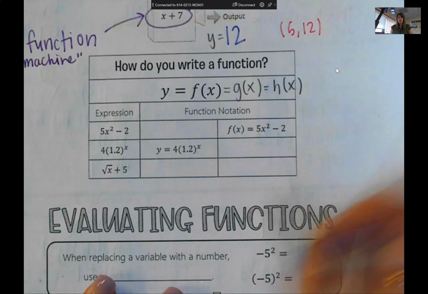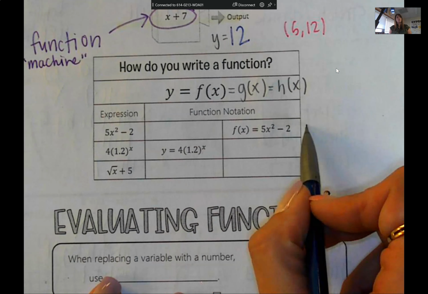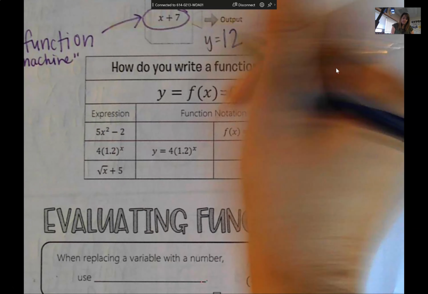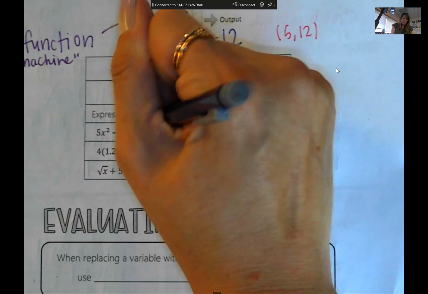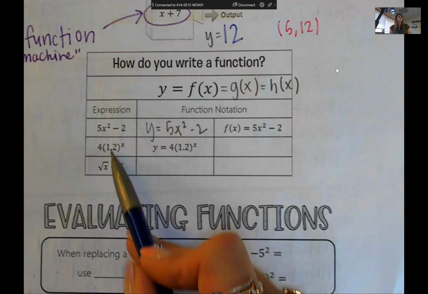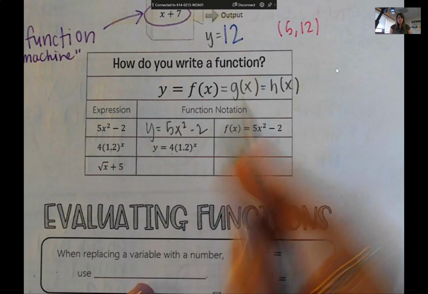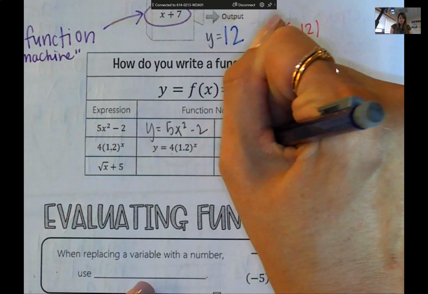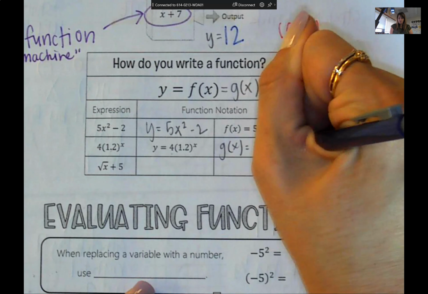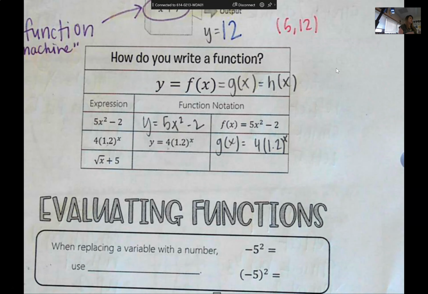On this first one, it's just trying to indicate to you, you can write it either way. So f of x equals 5x squared minus 2 is the same thing as y equals 5x squared minus 2. This is a quadratic that we have stretched and then shifted down. This next one goes from an exponential expression to an exponential function. I'm going to name this one g of x, just so that I have some reference to the fact that you can name it y or f of x or g of x or h of x.